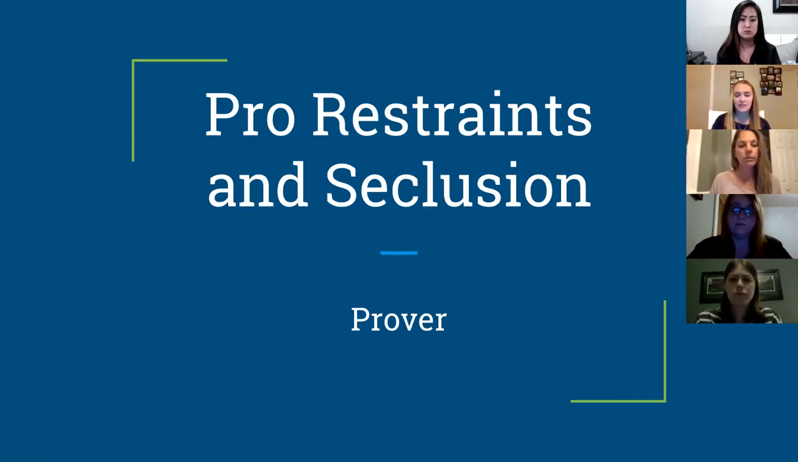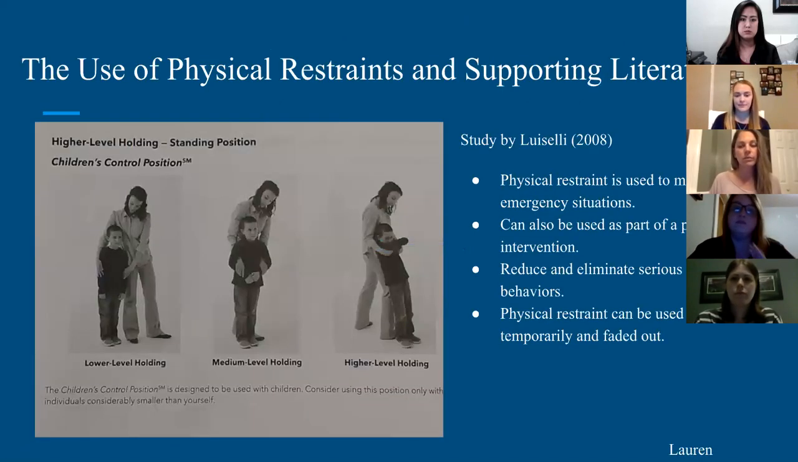Pro-restraints and seclusion. The use of physical restraints in supporting literature. According to a study by Luiselli in 2008, physical restraints are used with people with intellectual disabilities to manage emergency situations. These restraints can also be used as a part of a planned intervention as long as there is a comprehensive behavior support protocol in place.